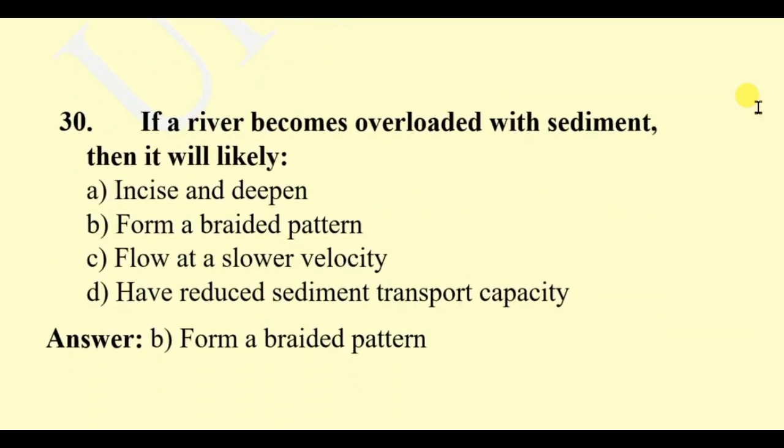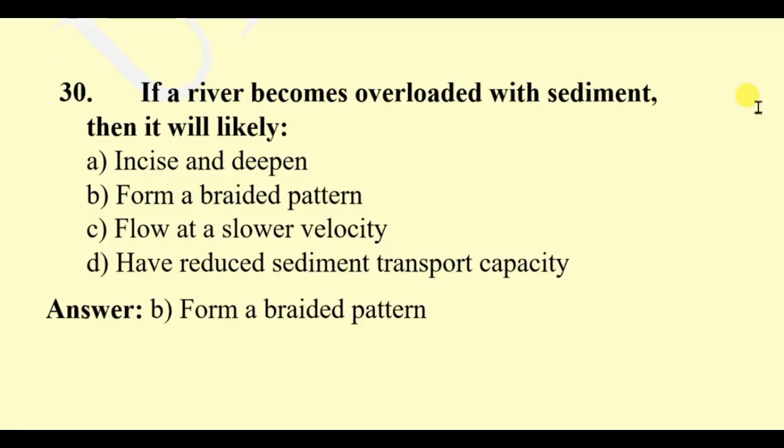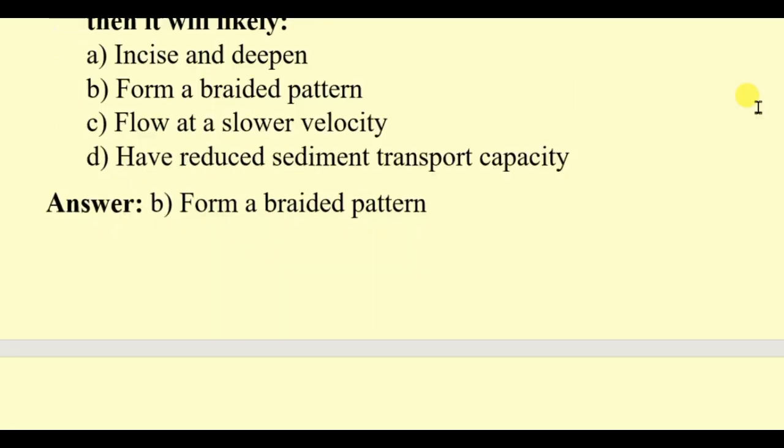Question 30. If a river becomes overloaded with sediment, then it will likely incise and deepen, form a braided pattern, flow at a slower velocity, have reduced sediment transport capacity. The right answer will be form a braided pattern due to high deposition of sediment, because it is overloaded with sediment.